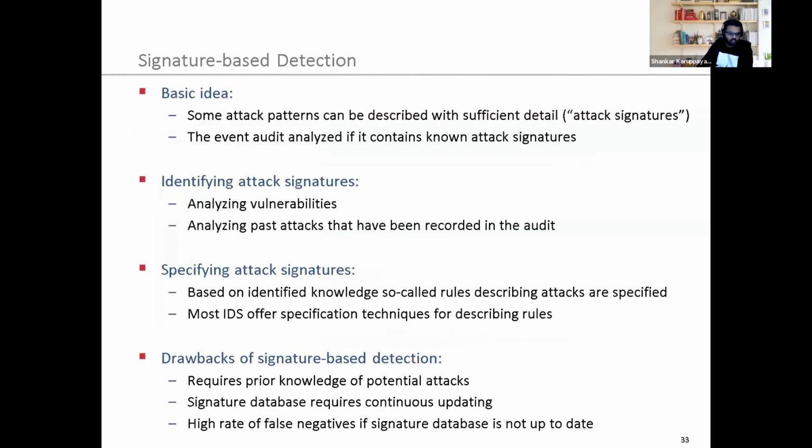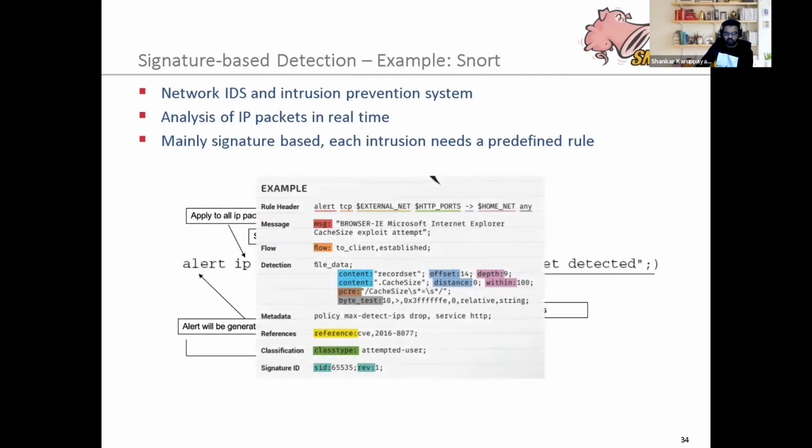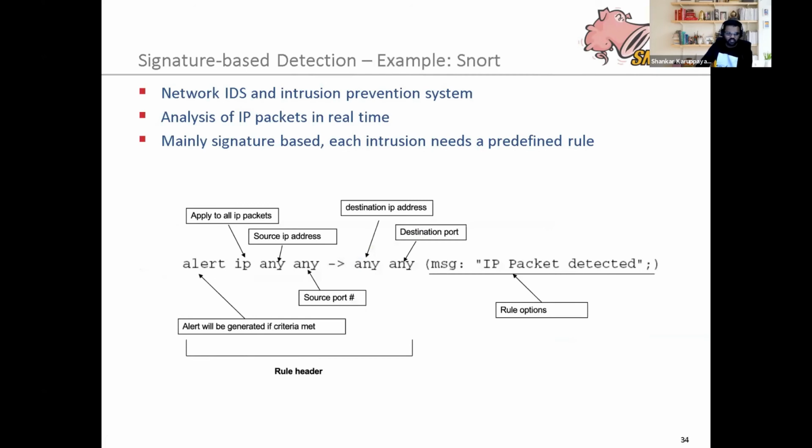So that's pretty much this slide. The drawback of a signature-based detection mechanism is that it requires prior knowledge of potential attacks, and you need to continuously perform signature database updates. Otherwise, you will have false negatives if you don't have it updated. One example would be Snort. Snort is a good signature-based detection mechanism, with very simple rules on how you can set it up to detect attacks and so on. But I will not go into details in this talk because we only have 1 hour to cover them.